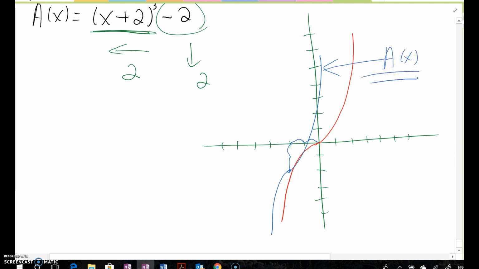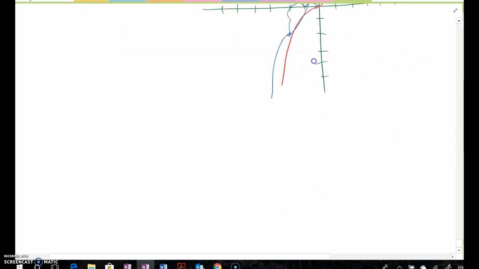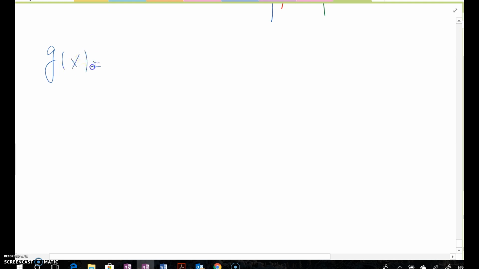Okay. Then what about the given g(x) equal to negative x cubed?